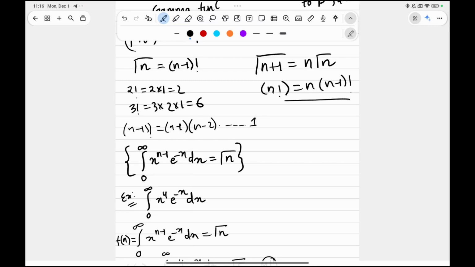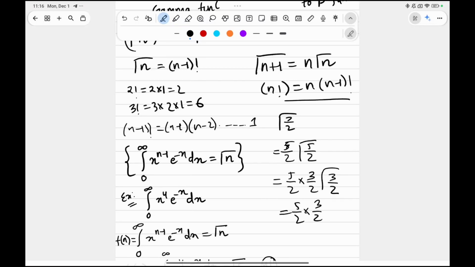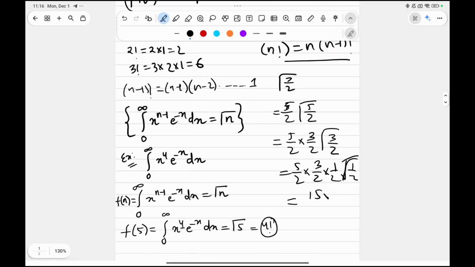How is this helpful in beta function? We will study it. Something like gamma of 7 by 2 may arrive. So how to solve this? We only know gamma of 1 by 2, so we can use this formula to simplify it to gamma of 1 by 2. Just like 7 by 2 into gamma of 5 by 2, 5 by 2 into 3 by 2 into gamma of 3 by 2, 5 by 2 into 3 by 2 into 1 by 2 gamma of 1 by 2. So it brings us to 15 root pi by 8. This is the value of gamma of 7 by 2.